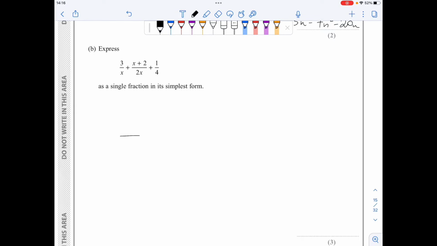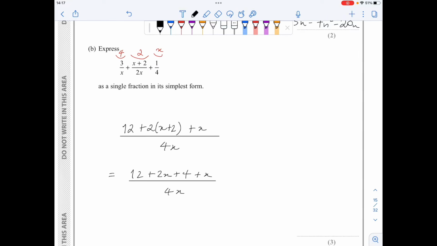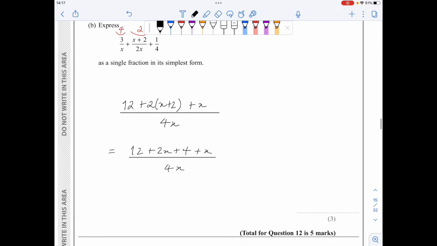For part B, the new denominator will be 4x. So I will need to multiply the first fraction by 4, the second one by 2, and the third one by x. This will give me 12 plus 2 times 2 plus x. If I simplify this, 12 plus 2x plus 4 plus another x over 4x. And if I collect like terms, this will give me 3x plus 16 over 4x.